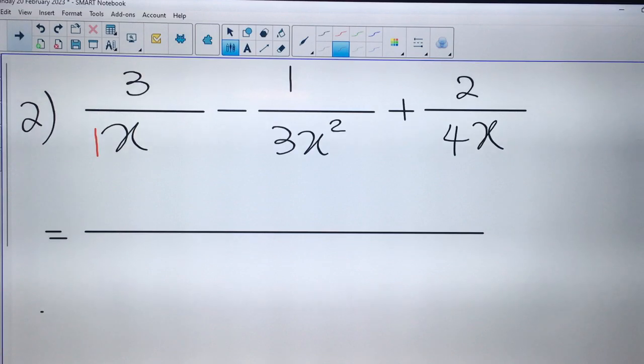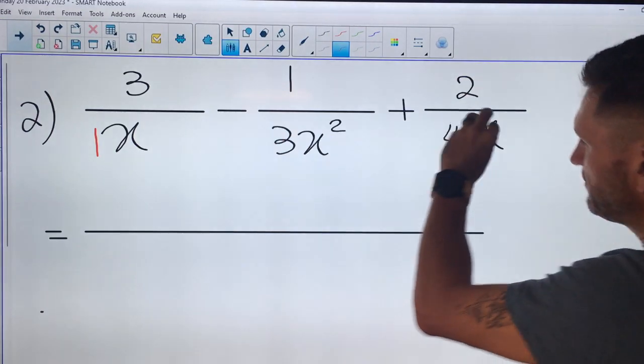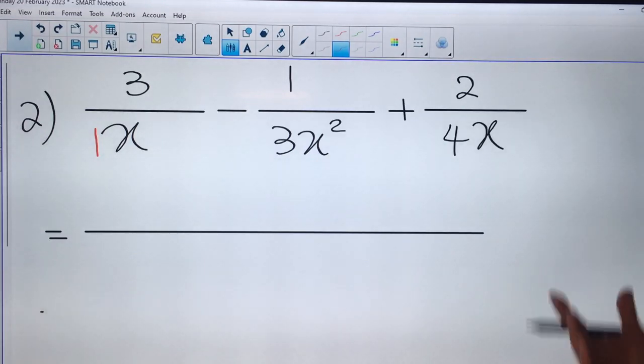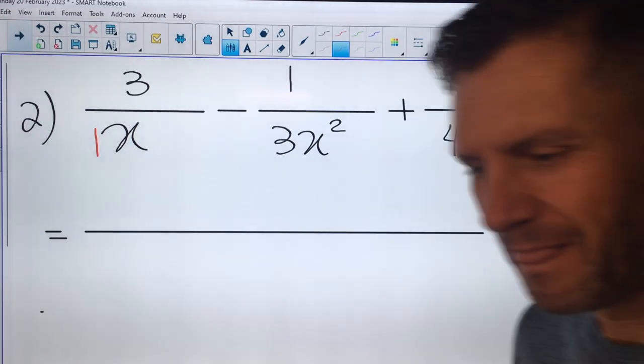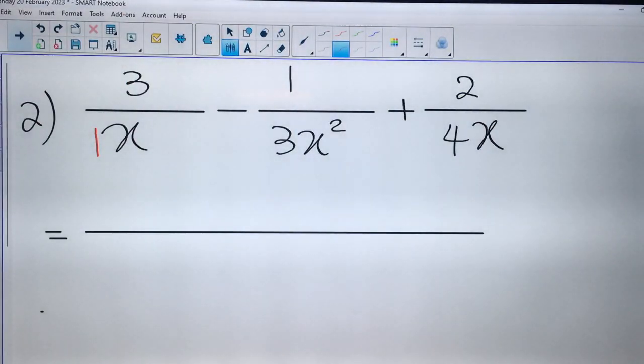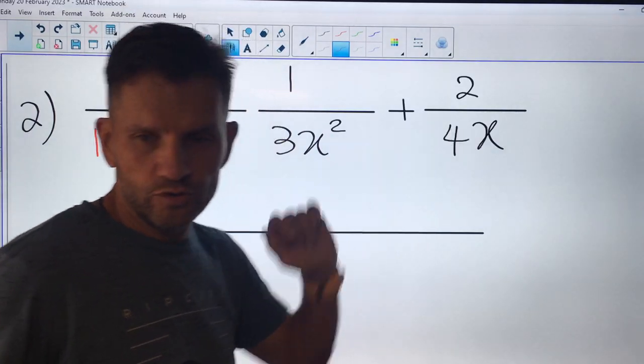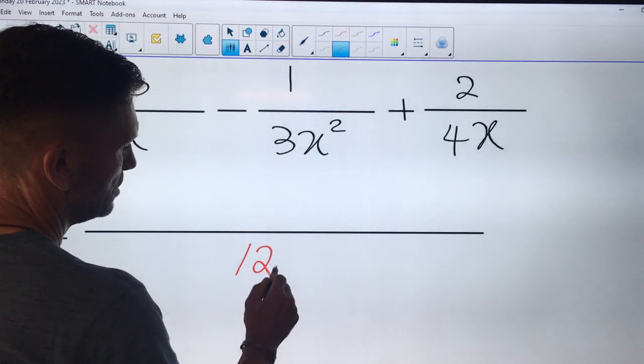No, it can't be 4. I have to multiply 3 with something and 4 with something to make them the same. What is that number that's the same? So what is the number I'm looking for? 12. 12 again. 12 is the smallest number that 1 can divide in, 3 can divide in, and 4 can divide in. So we're going to use 12.